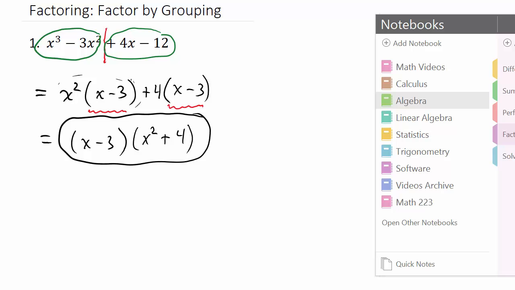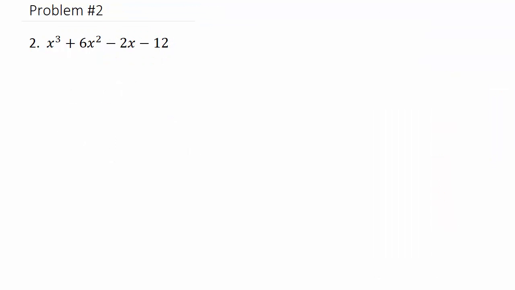Okay, let's look at two more. We've got four terms, so we're going to split it down the middle. Looking at the first part, we can factor out an x squared, and that leaves us with x plus 6. In the second part, the greatest common factor would be 2. But watch this. If we factor out a plus 2, that's going to leave us with negative x minus 6.